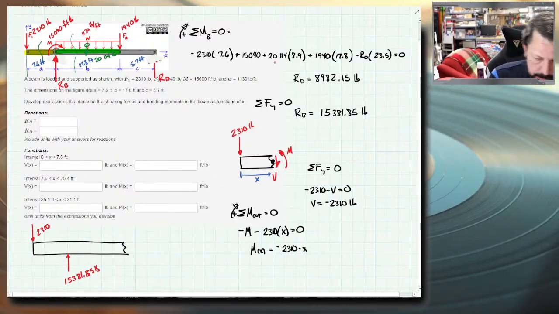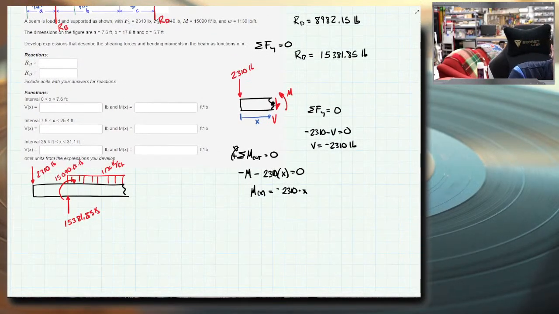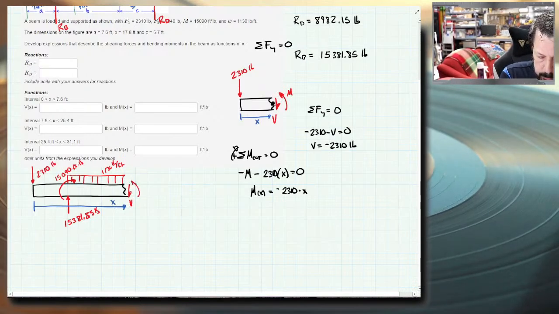We do have M here, which is 15,090 foot-pounds. We also have our distributed load that starts here, 1130 pounds per foot. And we have X also measured all the way from the left out to here. That's X. And what we're looking for is the shear and bending moment.